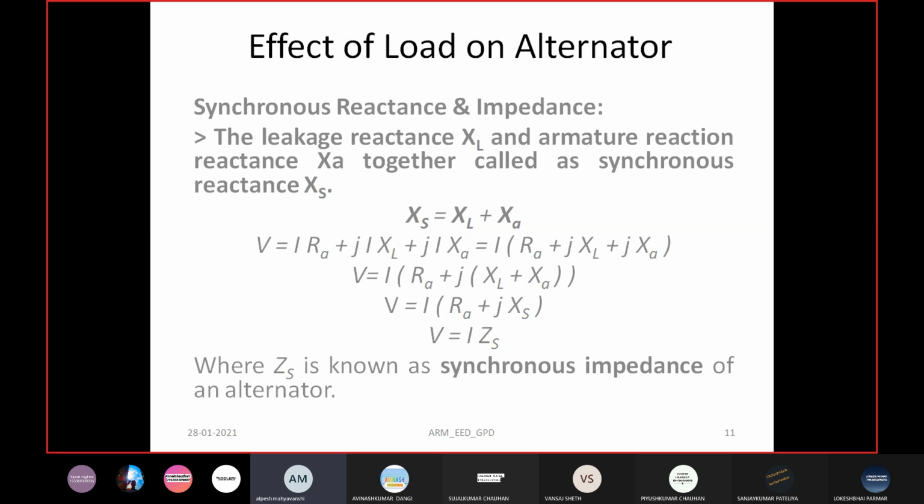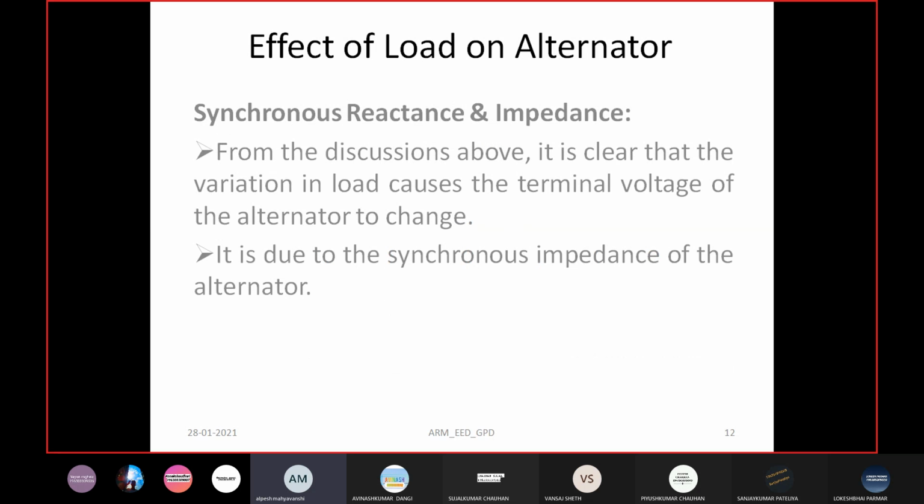So by combining armature resistance and synchronous reactance, the synchronous impedance is made. Synchronous impedance is the combination of armature resistance and synchronous reactance. Mathematically we can write ZS is equal to the square root of RA squared plus XS squared. So the formula is V is equal to I ZS, where ZS is the synchronous impedance.